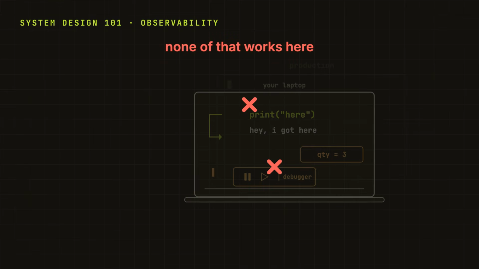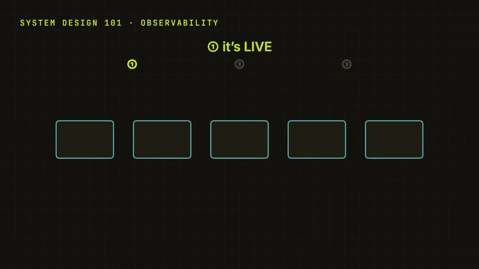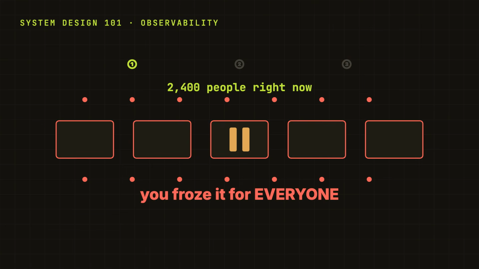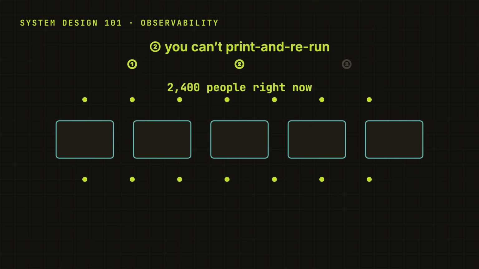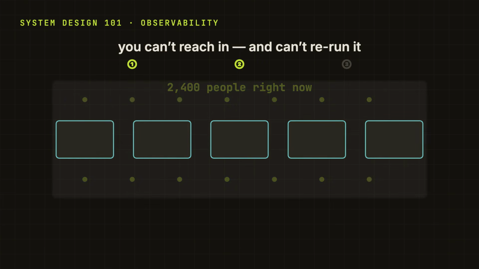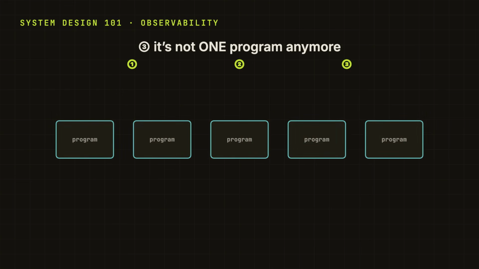But none of that works here, and it is worth being really clear about why. One, this thing is live, it is serving thousands of people right now. So you cannot just pause it to look around. Freeze it for 1 second, and you have frozen it for everyone. Two, you cannot print and rerun because it is already running on machines in some data center you will never physically touch.